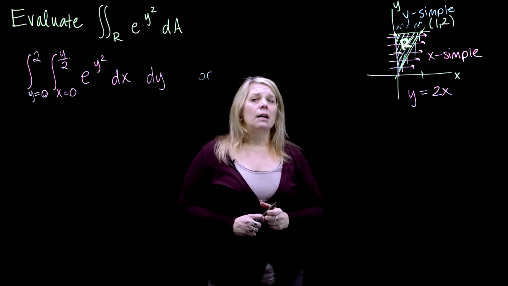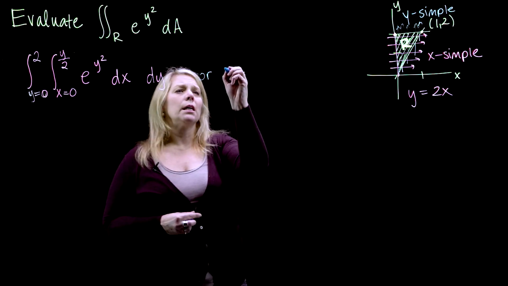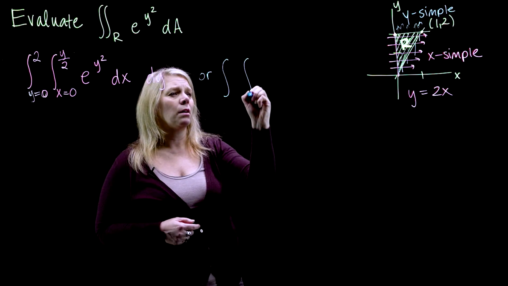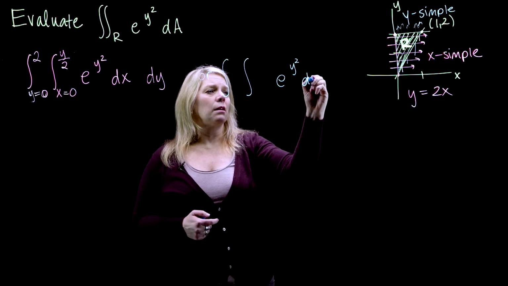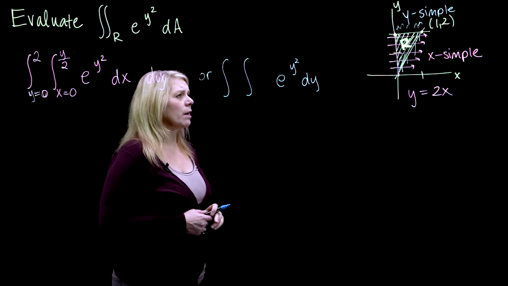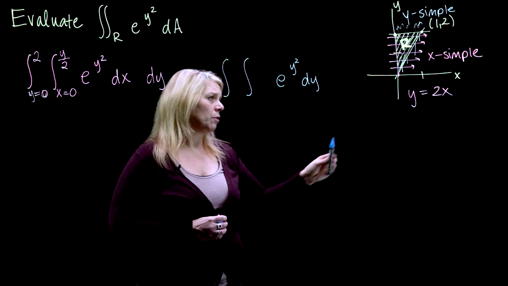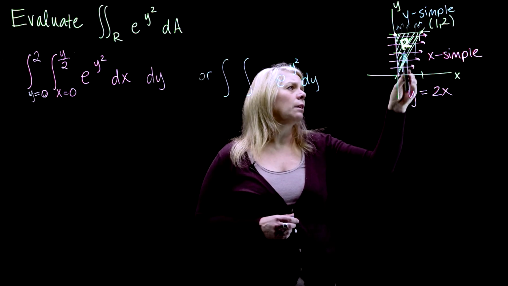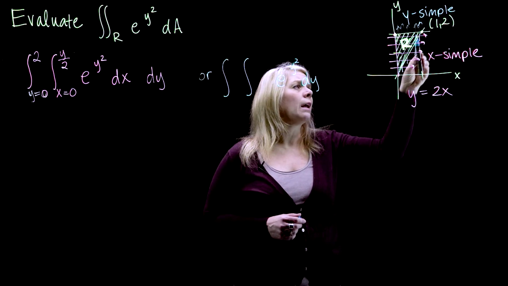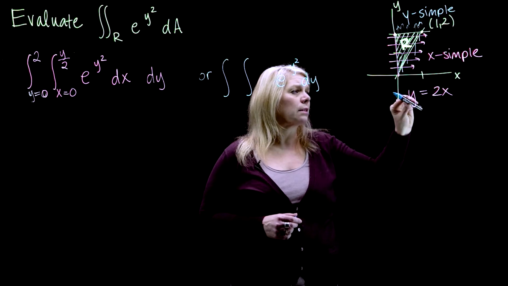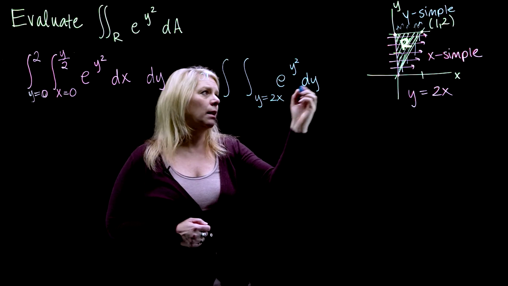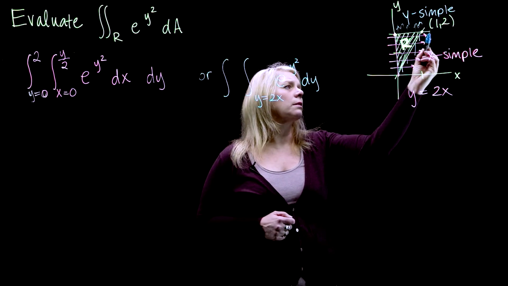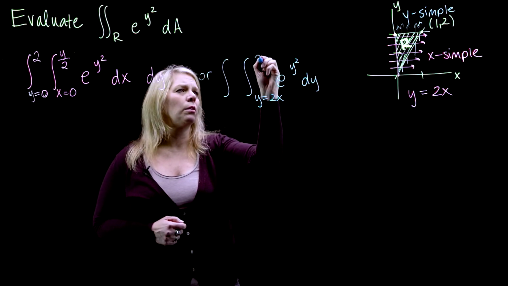Setting it up, you can set it up. It's the integration that's a problem. All right, so my inner limits of integration are going to be in terms of y. So I'm going to think about when I go through this region in the direction of increasing y, I'm entering along this slanted line, so y equals 2x. And then I'm going to leave through this top line, which is y equals 2.